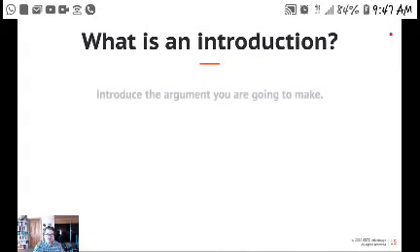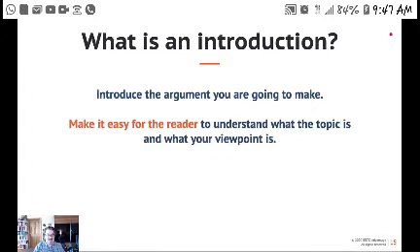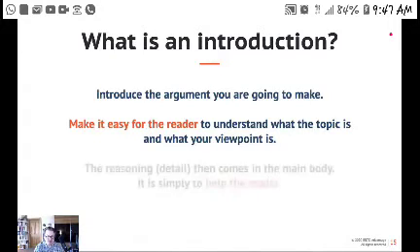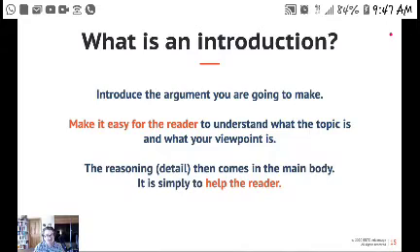So what is an introduction? We're going to introduce the argument you are going to make. An introduction is basically just communicating with the reader, communicating with the examiner and saying, here's the argument that I'm going to make. Make it easy for the reader to understand what the topic is and what your viewpoint is. That is what you should be doing in your introduction. The reasoning, the detail, then comes in the main body after the introduction.